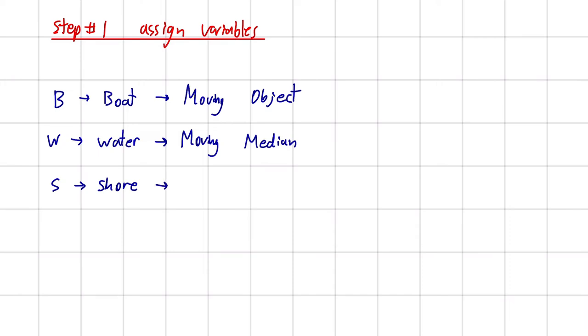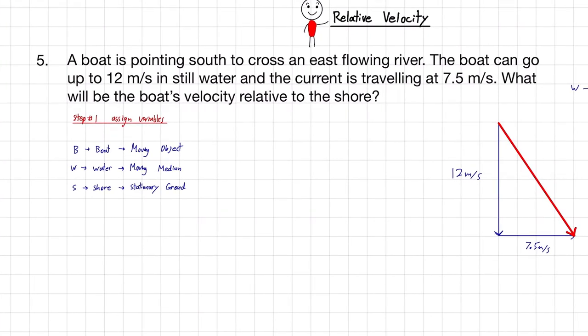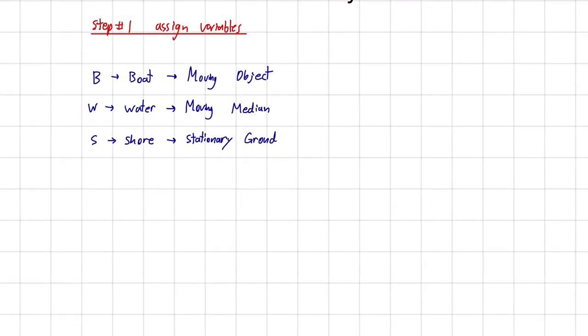And then the shore, well, the shore's not moving. The shore is stationary. It's what we're choosing to call stationary. So it is our reference point, the point around which all the other movement is going to revolve. So we establish the shore as being stationary, while the boat and the water are moving.